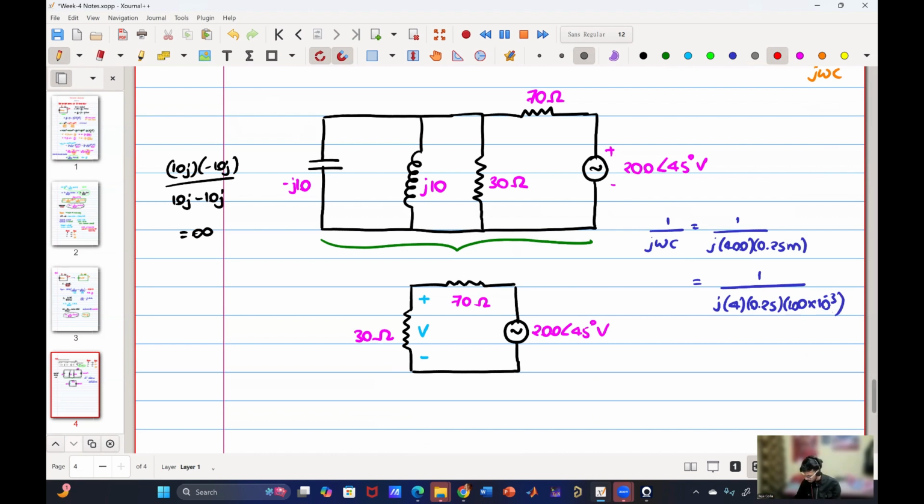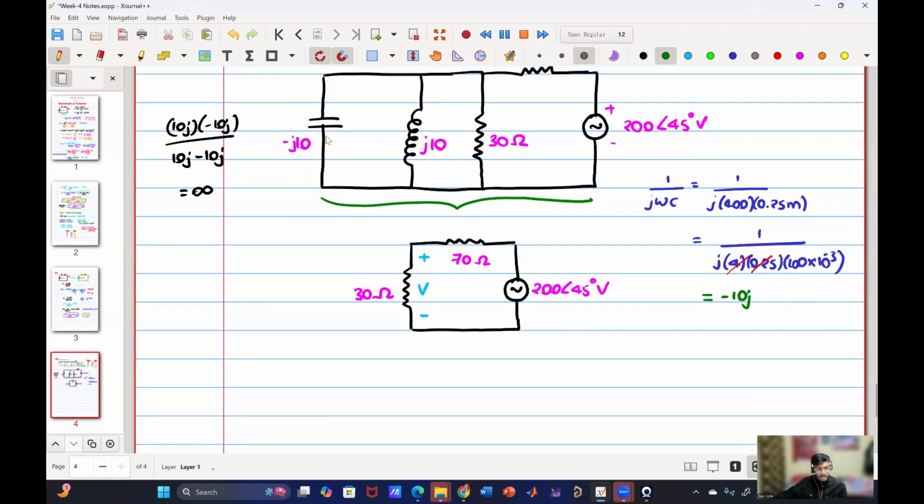So 4 into 0.25 is how much? 1, right? 100 into 10 to the power minus 3 is how much? 10 to the power minus 1. So 1 by 10 to the power minus 1 is how much? 10 by j. 10 by j is nothing but minus 10j. Okay, so now these are infinite.